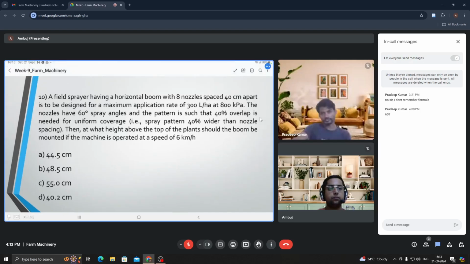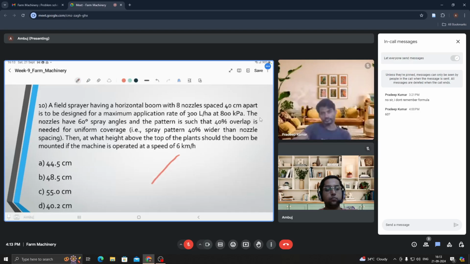These are two nozzles. Okay, they have been placed at a distance of 40 centimeters apart. The nozzle angle has been given as 60 degrees. The entire angle is 60, which means 30 on each side. Okay, and 40% is the overlap, so keep it in mind and try to calculate what should be the height of the spray.